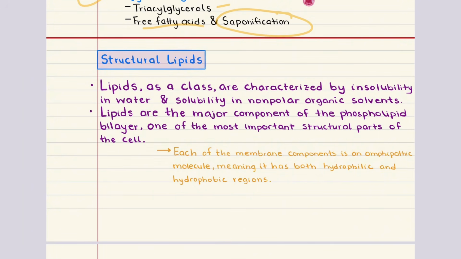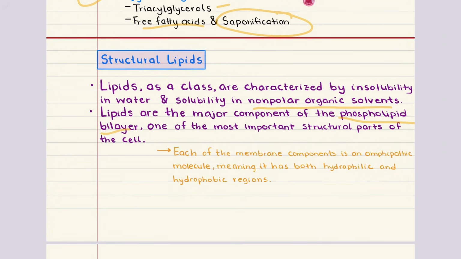Lipids as a class are defined by their solubility properties. They are insoluble in water, but they're soluble in nonpolar organic solvents, which makes them ideal components for biological membranes. In fact, the most important structural use of lipids in the body is in the phospholipid bilayer. This forms the foundation of all cell membranes. This bilayer acts as a barrier that separates the internal contents of the cell from the external environment.